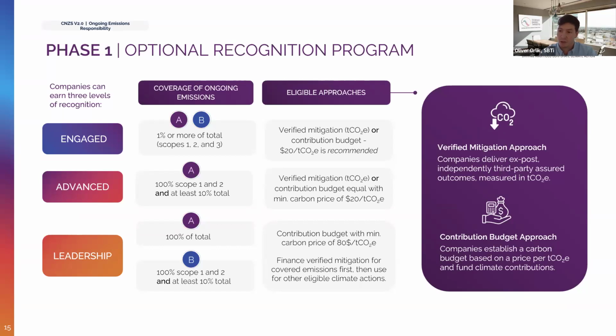The other option is the contribution budget approach, where a company identifies the amount of tons in that 1% for engaged, and then sets a budget for that. So if your 1% is 100 tons and you set a budget of $20 a ton, then you need to find $2,000 as your budget. You can use that budget across a range of different projects, either verified mitigation projects or ex-ante projects. So you can be investing in projects or biodiversity projects that don't yet have verified carbon tons removals. In that way, we're looking to encourage companies to invest in the projects they're going to deliver in the future.